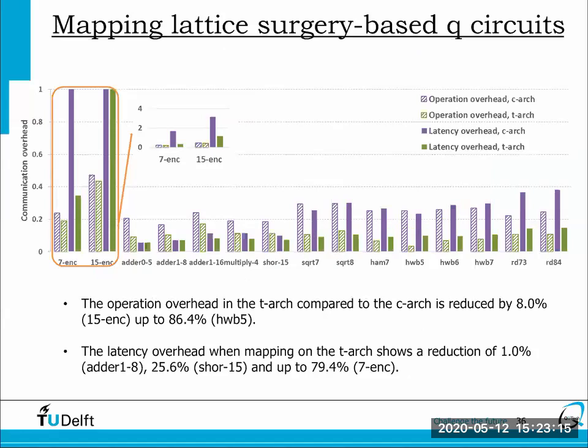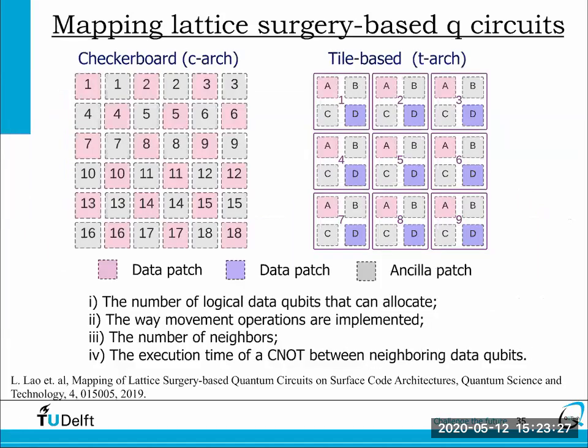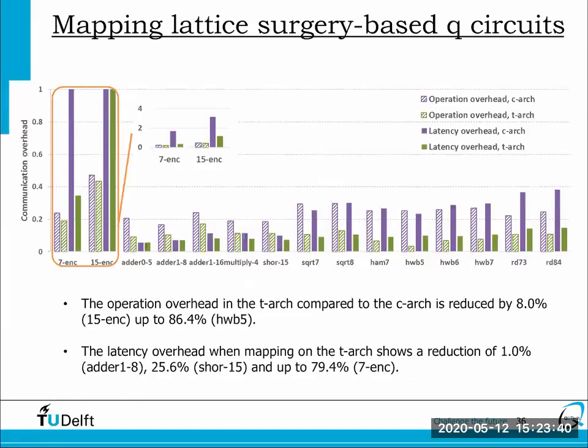By doing that, we performed some experiments. The one on the left, the checkerboard, allows you to place more logical qubits in your device, but also puts more constraints on the movement of those qubits. On the other hand, with the one on the right, you can place fewer logical qubits in your device, but you have more freedom for performing operations and for moving the qubits around. That's why the tile-based one, with fewer logical qubits, can reduce the operation overhead and the latency overhead, because it has more space for performing the operations.